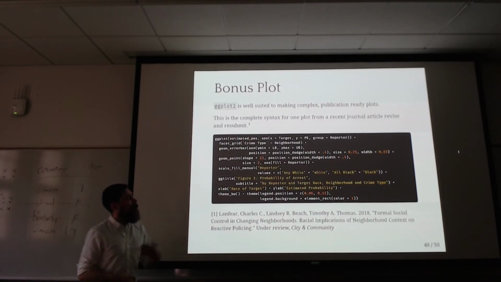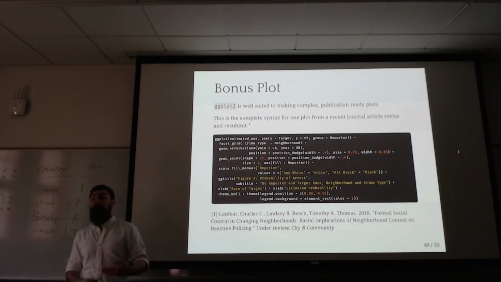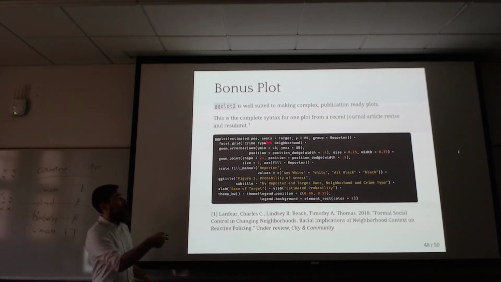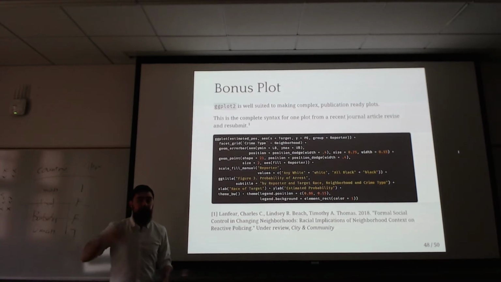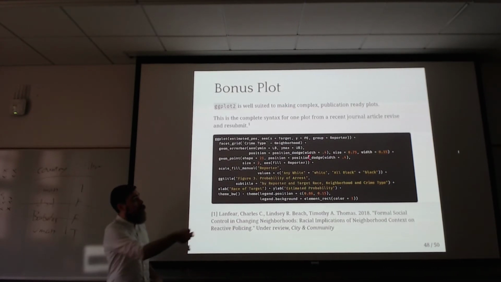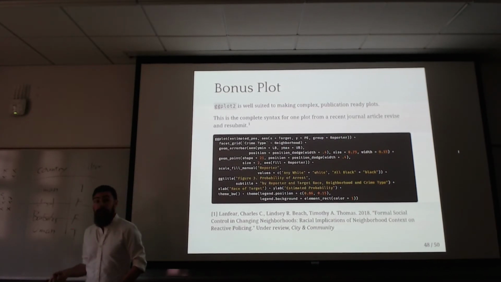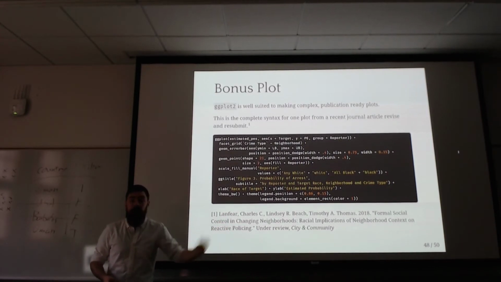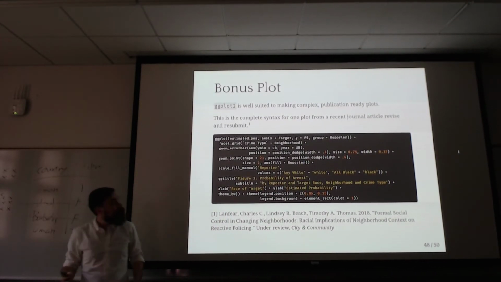My x-axis is going to be the target. The target is whoever the police were called on. That is the race of them. Y is a point estimate of the probability. The group is the race of the reporter. So that is, was it a white person who called the cops? Was it a black person who called the cops?